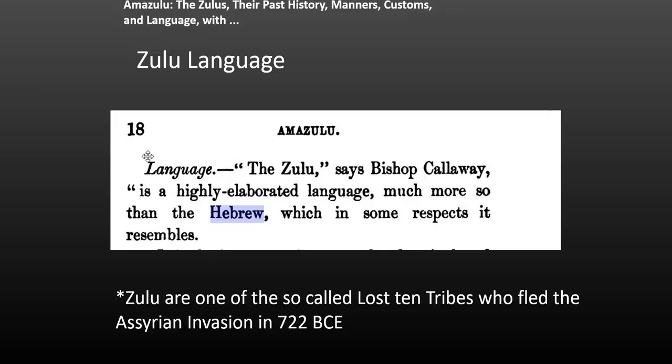The Zulu, says Bishop Calloway, is a highly elaborated language, much more so than the Hebrew, which in some respects it resembles. So we have here that Bishop Calloway indicated that the Zulu language is similar in some respects to Hebrew. Okay, so this is evidence as well that we have another Hebrew Israelite tribe that came in during the Assyrian invasion. That is the first invasion.